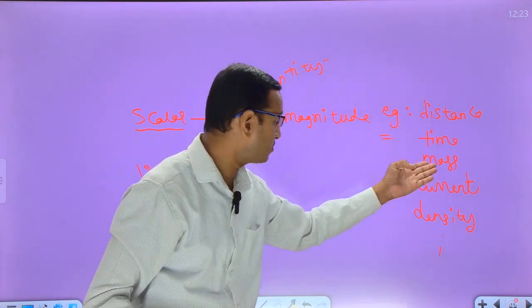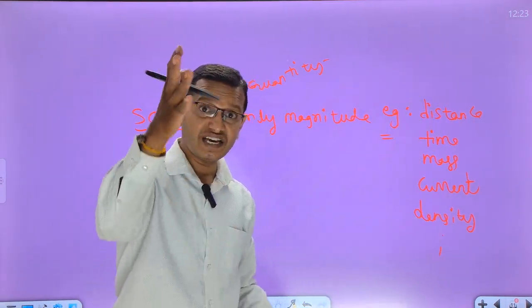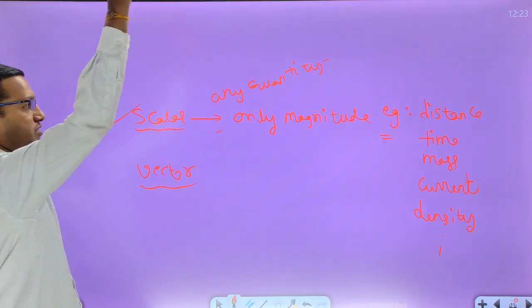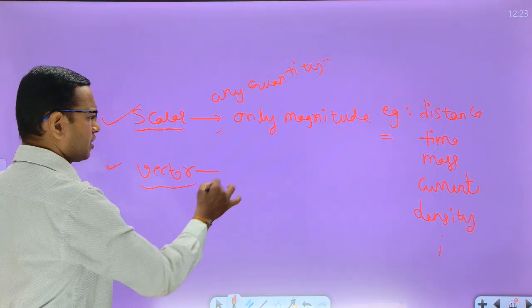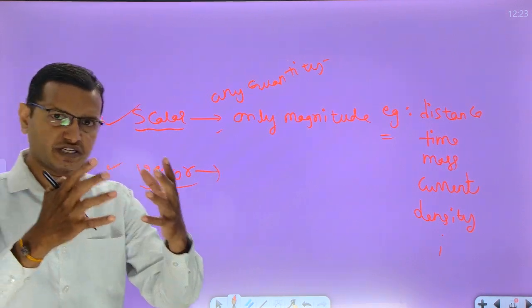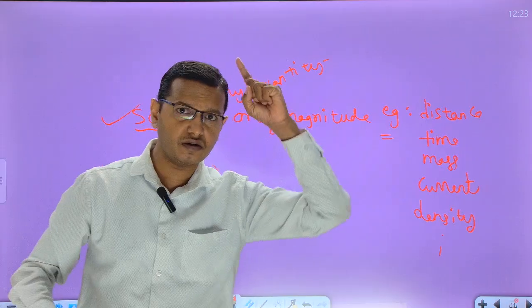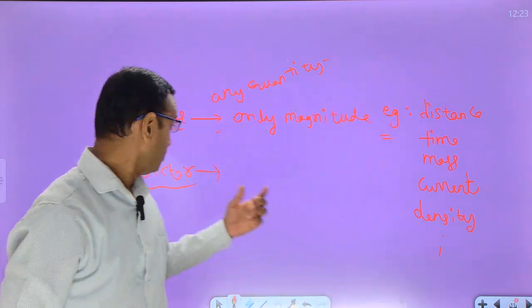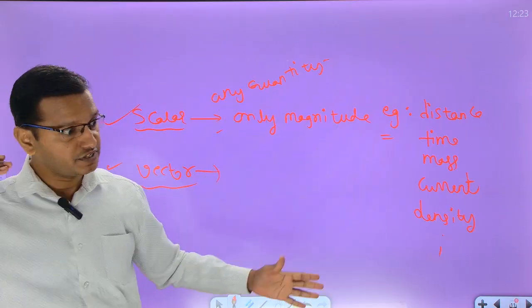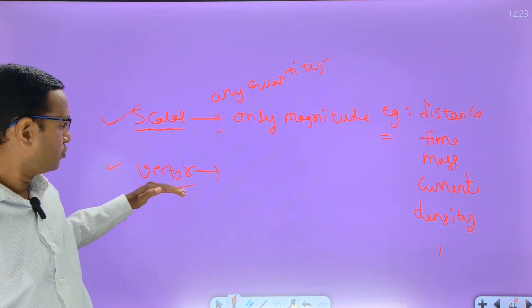Time has no direction. Mass has no direction. Distance has no direction. Current has no direction. Density has no direction. So all these quantities are called scalar quantities in physics. Now coming to the vectors. Whenever you are handling a vector, remember this very, very important point. The first question you have to ask is, in which direction is the vector moving, or what is the direction of that vector? So this is the first point.